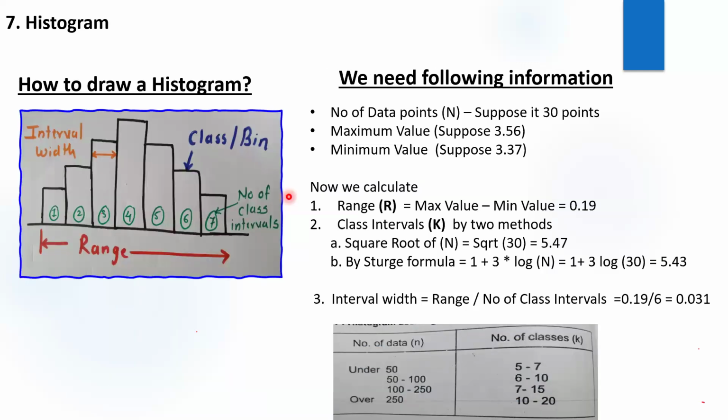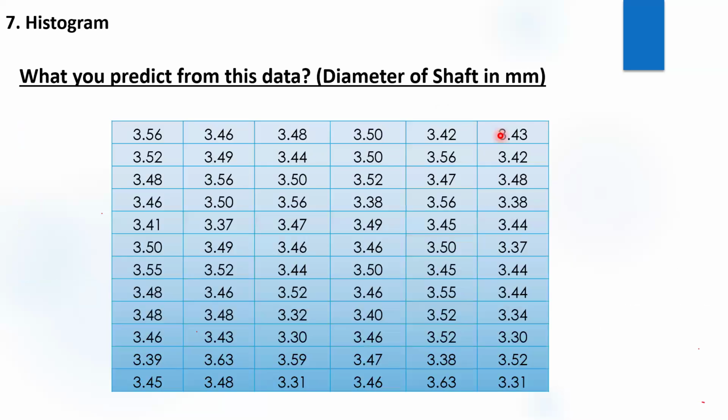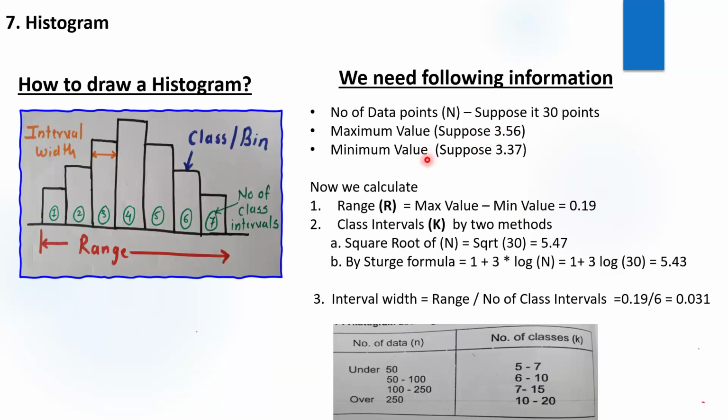Okay. Before drawing the histogram, let's understand some mathematics. The number of data points means how many data points you check. Suppose I check 30 points. Here I would check more, but for an example, I check 30 points. Suppose the maximum value is 3.56, just as an example, and the minimum value is 3.27.